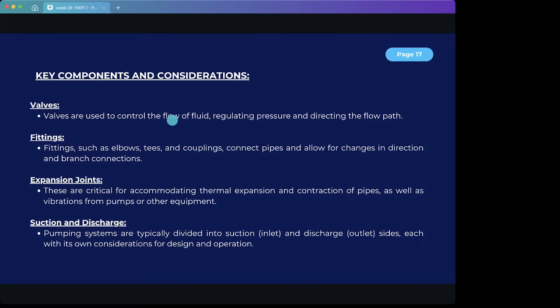We also have the fittings. These are such as elbows, tees, and couplings, to connect the pipes and allow for changes in direction. And the branch connections and expansion joints. These are typically critical for accommodating the thermal expansions.